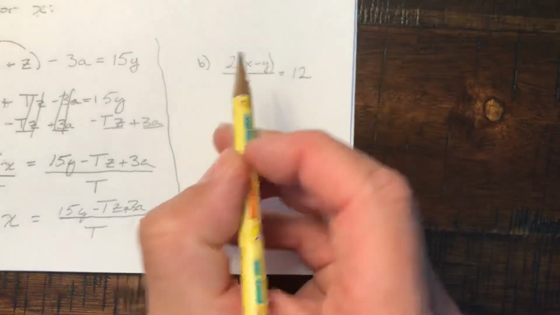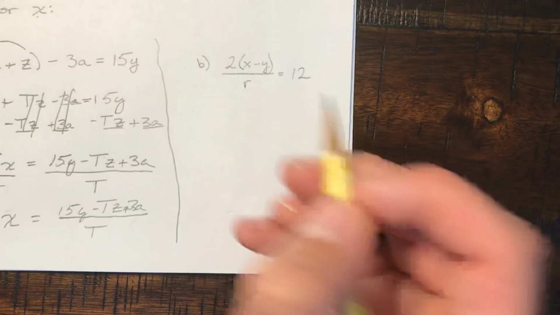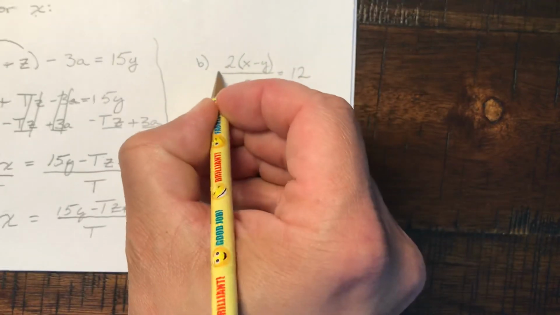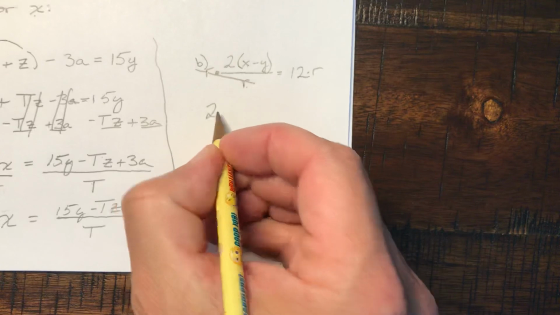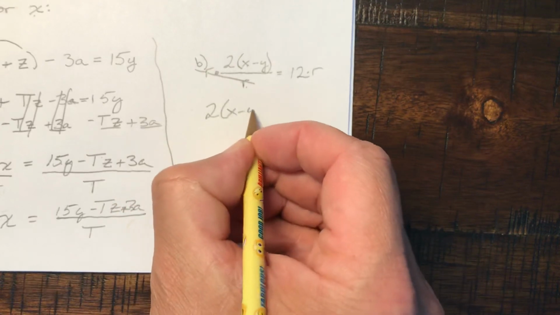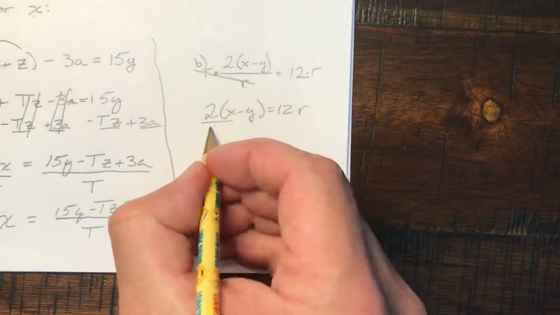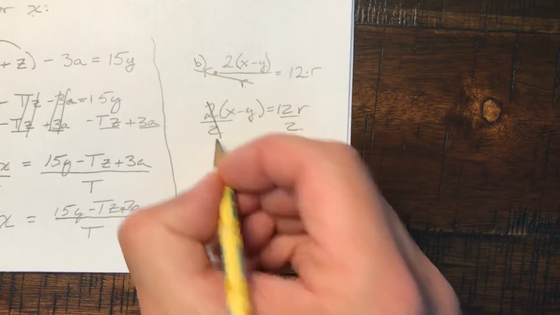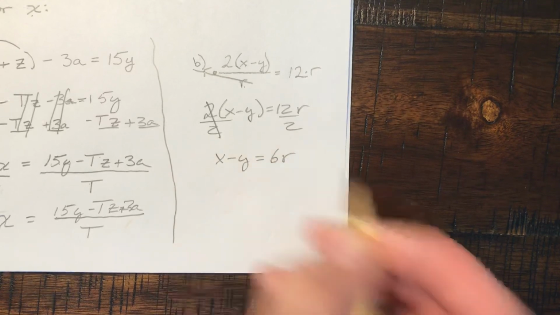Same idea. I'd like to get this x alone. There's a lot of things happening to it. If you want to distribute, you can, but I'm going to reverse dividing by r. I'm going to multiply here and here. So I'll have 2 times x minus y is equal to 12r. Now I'm going to divide by 2 to reverse that. And I have x minus y equals 6r.